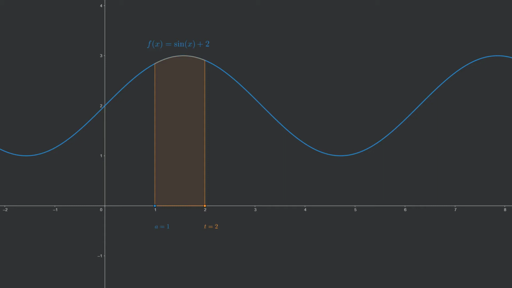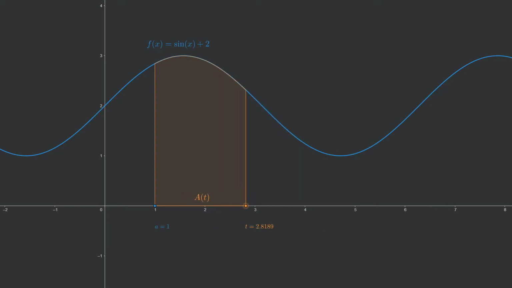We now think of a and t playing different roles in a sense that we think of a as a fixed constant, whereas we think of t as a variable number. That means a variable which can assume different values. Accordingly, the orange area can vary depending on the value of t. That means it is a function of t, and we call it capital A of t, where A stands for area. So if we change the position of t, the function A of t assumes different values.